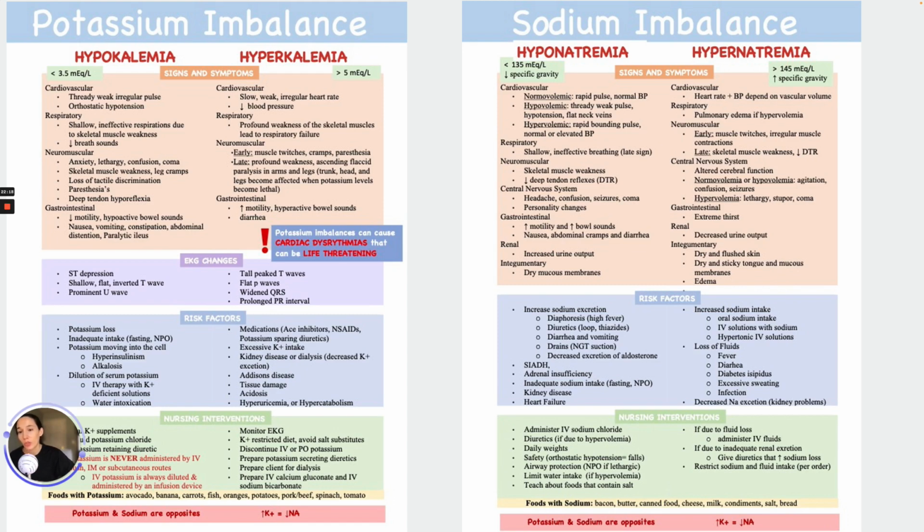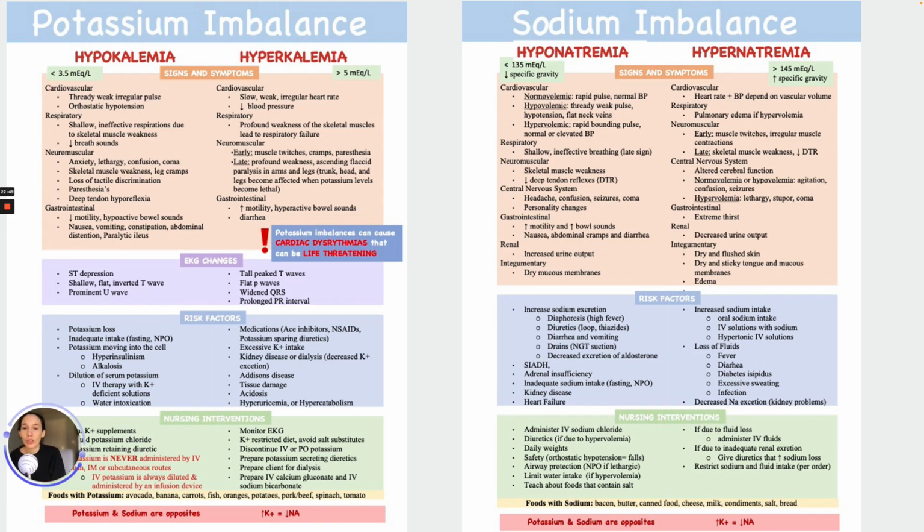We're going to restrict potassium intake, avoiding salt substitutes, discontinue IV or PO potassium, prepare potassium-secreting diuretics, prepare the client for dialysis, and prepare IV calcium gluconate and IV sodium bicarbonate. And it's also important to note that potassium and sodium are opposites. So if potassium is increased, the sodium is most likely going to be decreased, and vice versa.